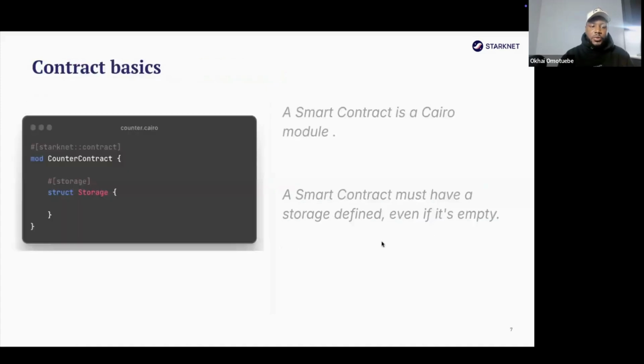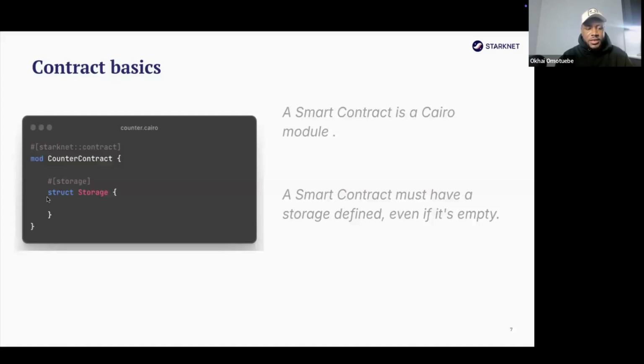And then I'll quickly go over the basics. You should see an example of what a smart contract looks like at the base level. A smart contract is a Cairo module. So you'll see this module, counter contract. It's annotated with the starknet contract attribute, and it's really important. We need to mark it as a Starknet contract so the compiler can use this to generate other functions that tell us this is a contract. And the contract always has to have a storage.